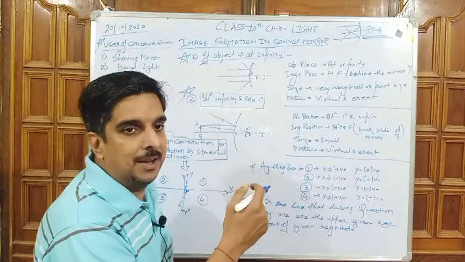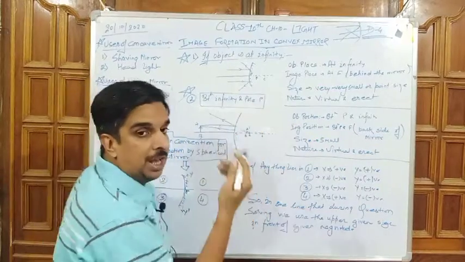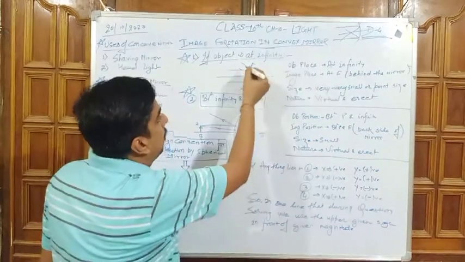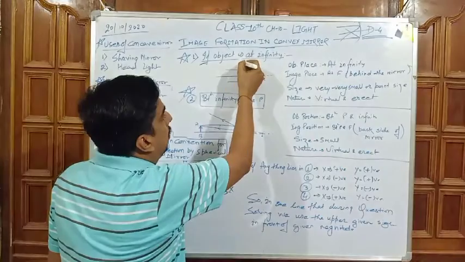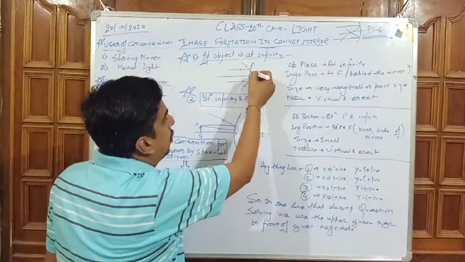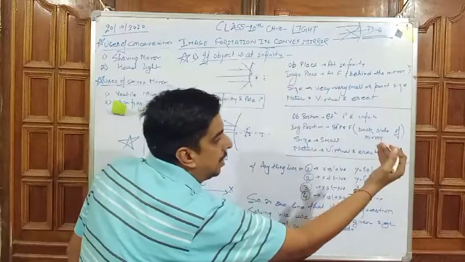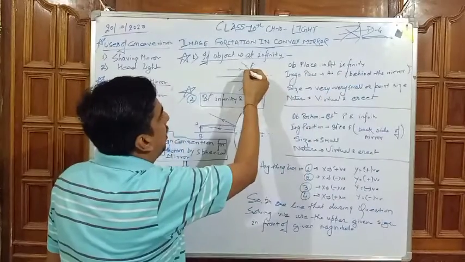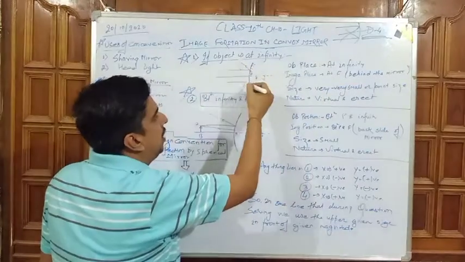Now for the image formation, what we have to do is make a straight dotted line behind the mirror for the upper reflected ray and lower reflected ray.